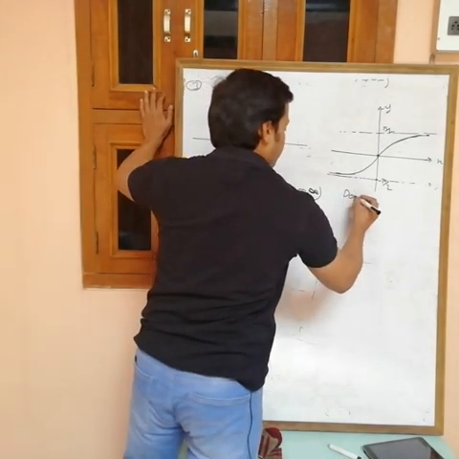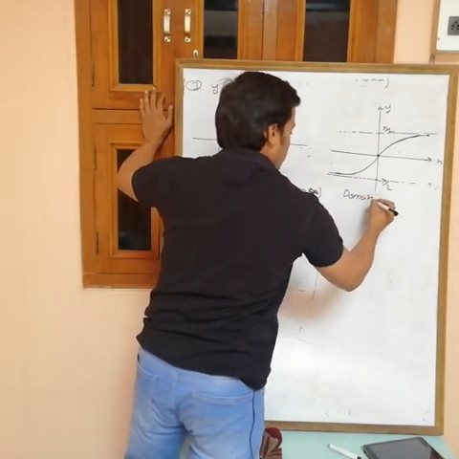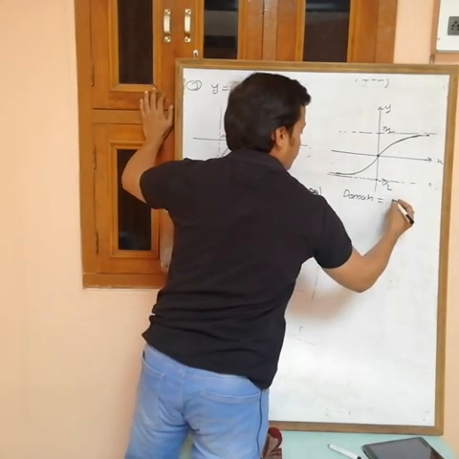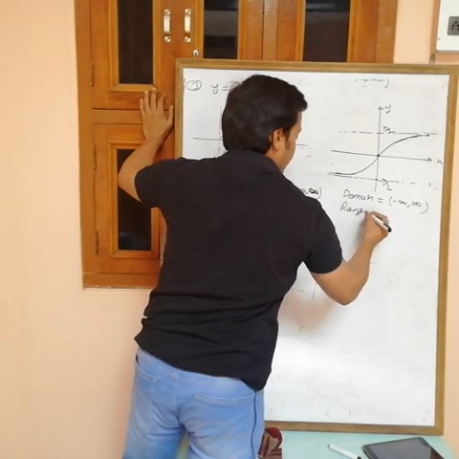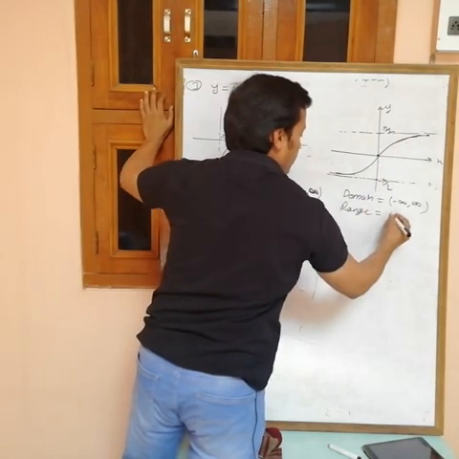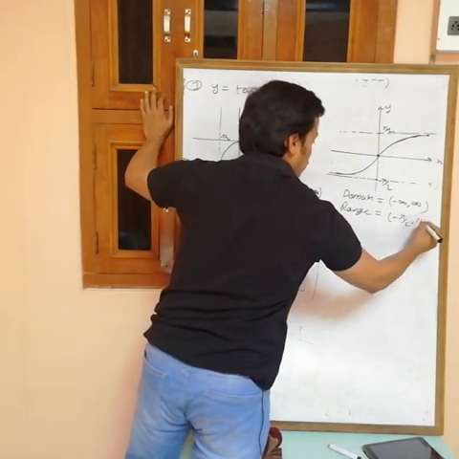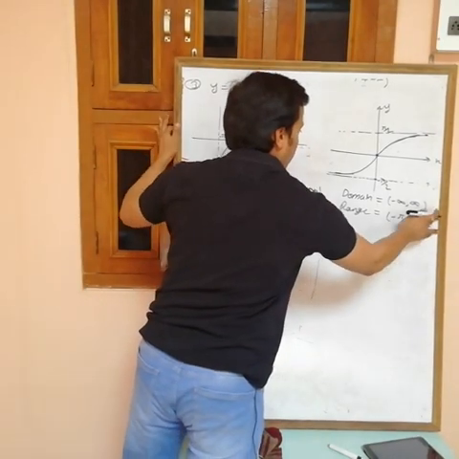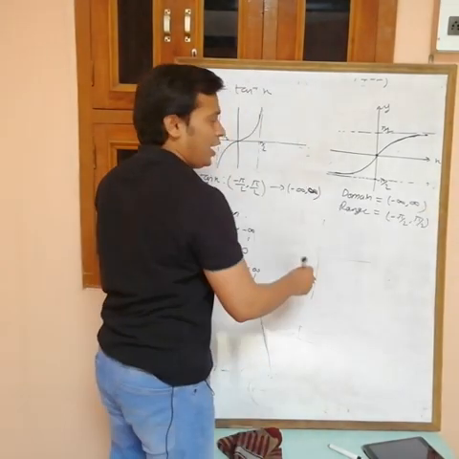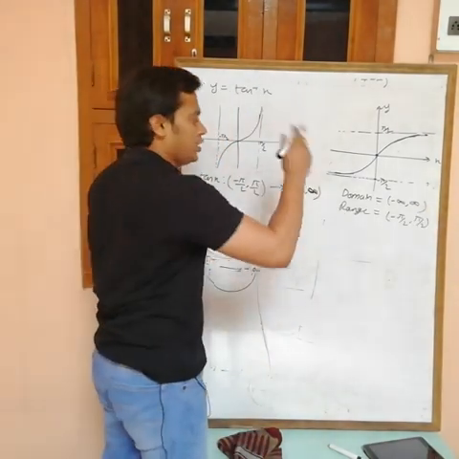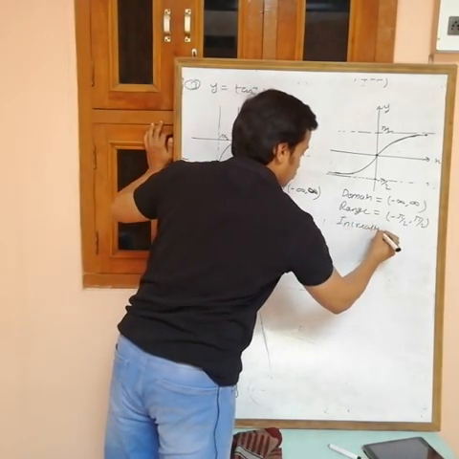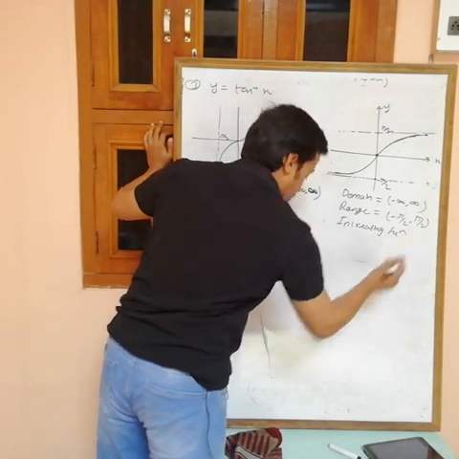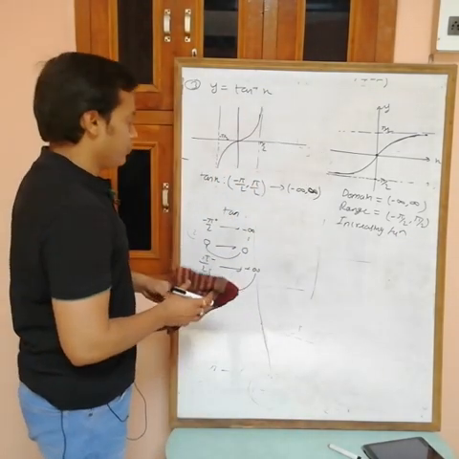Again, the domain, the value of x, is minus infinity to plus infinity. The range is minus pi by 2 to plus pi by 2, open interval. And is it an increasing or decreasing function? Increasing function. Okay, so the third one is done.